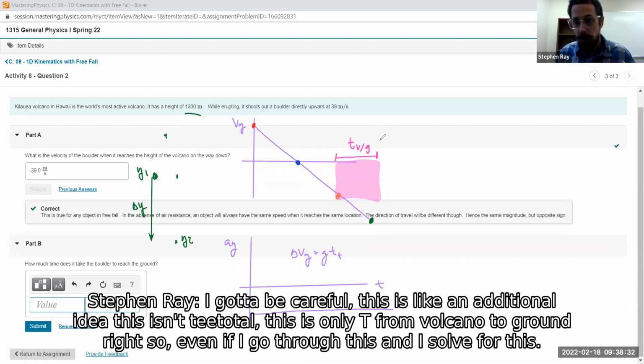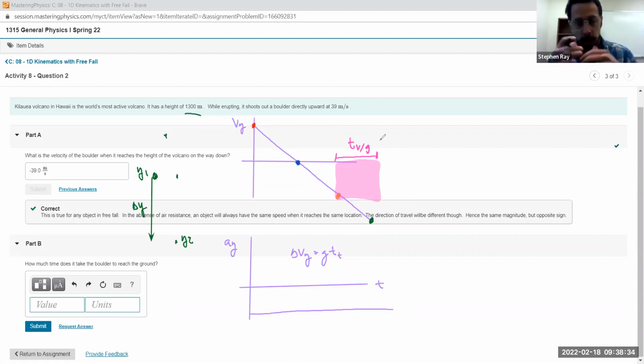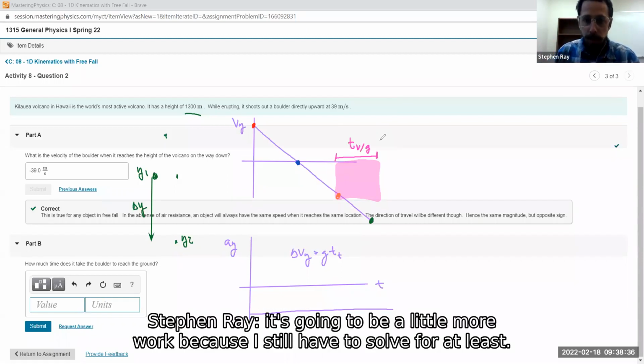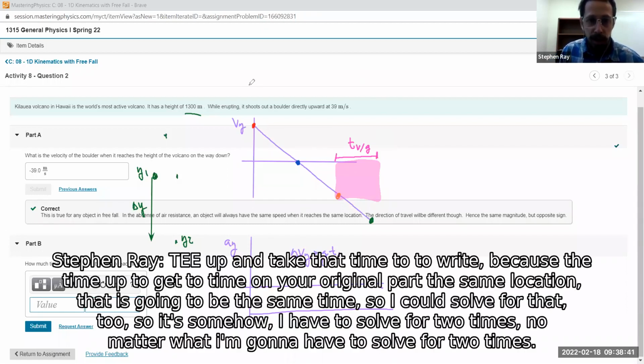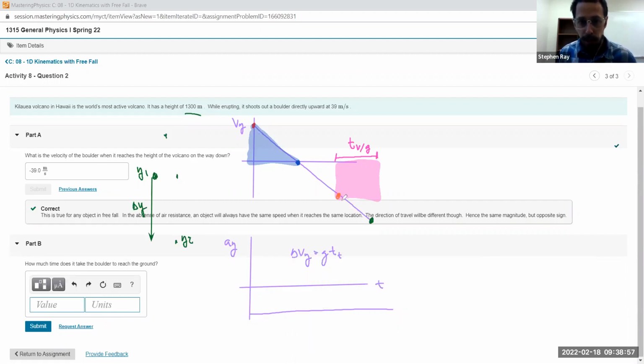So even if I go through this and solve for this, it's going to be a little more work, because I still have to solve for at least T up and take that times 2, right? Because the time up to get back to the same location as your original point is going to be the same time. So I could solve for that too. So somehow I have to solve for two times. No matter what, I'm going to have to solve for two times.